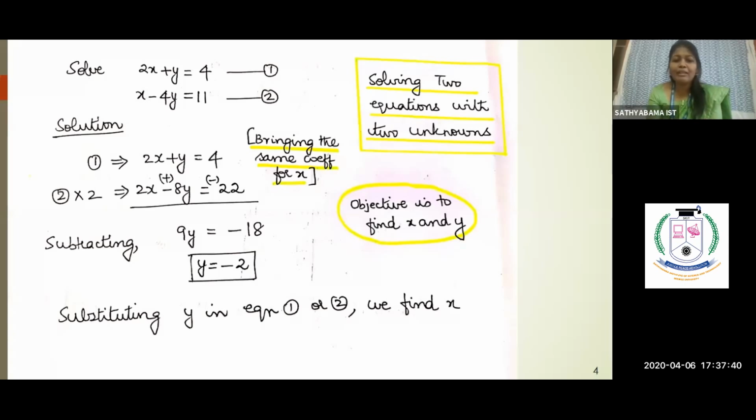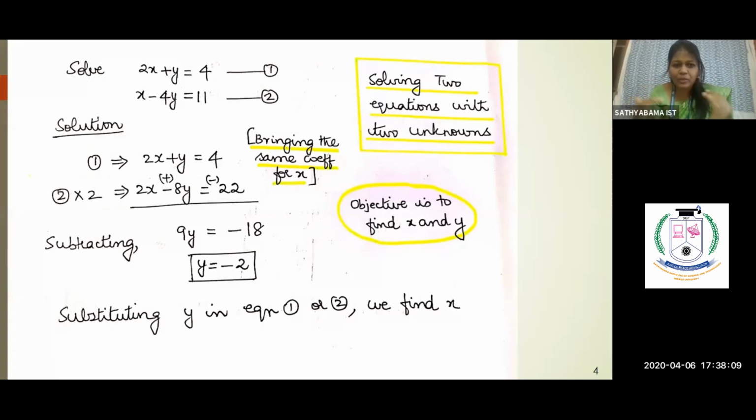Like, what if you have 2 equations with 2 unknowns? Okay, let's just read the question. Supposing you have 2 equations, 2x plus y equal to 4 and x minus 4y equal to 11. And I say solve. Then what are you supposed to do? You're supposed to find the values of x and y which satisfy these 2 equations, isn't it? So how will you do it? How will you find x and y? You will try to bring the same coefficients for x or y, isn't it? And then add or subtract. So that is what I've done.